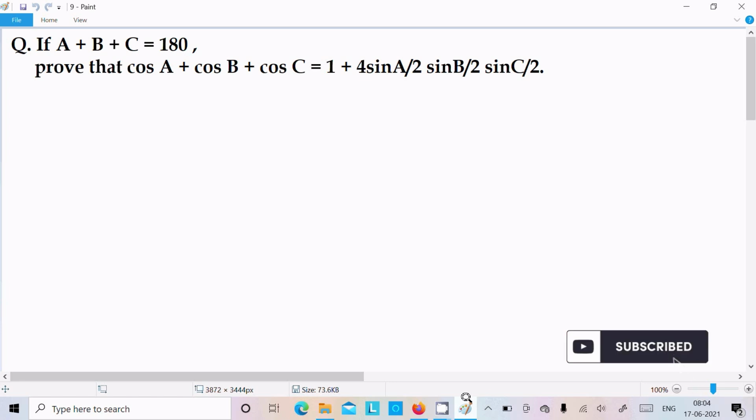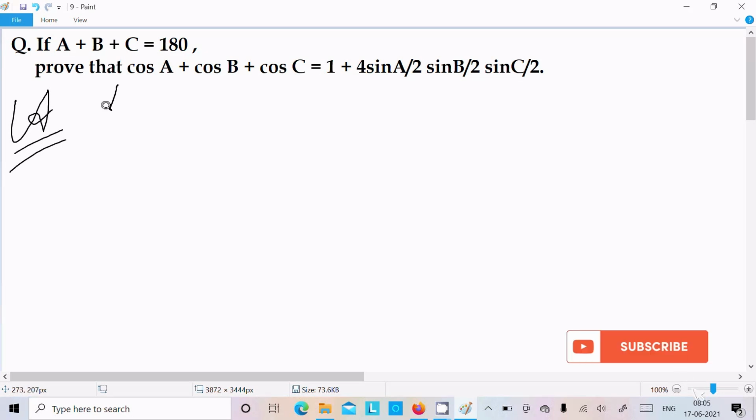Today in this lecture, I am going to prove that cos A + cos B + cos C = 1 + 4 sin(A/2) sin(B/2) sin(C/2). The given condition is A + B + C = 180 degrees. So here, let's see the solution.